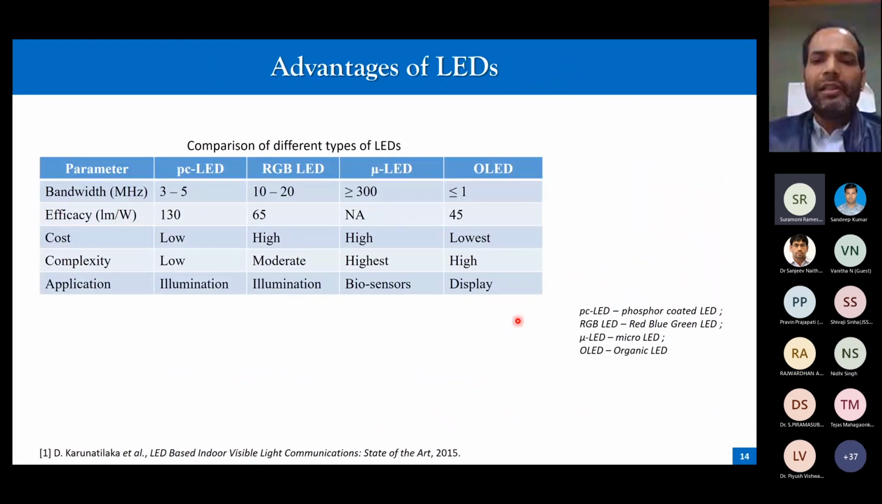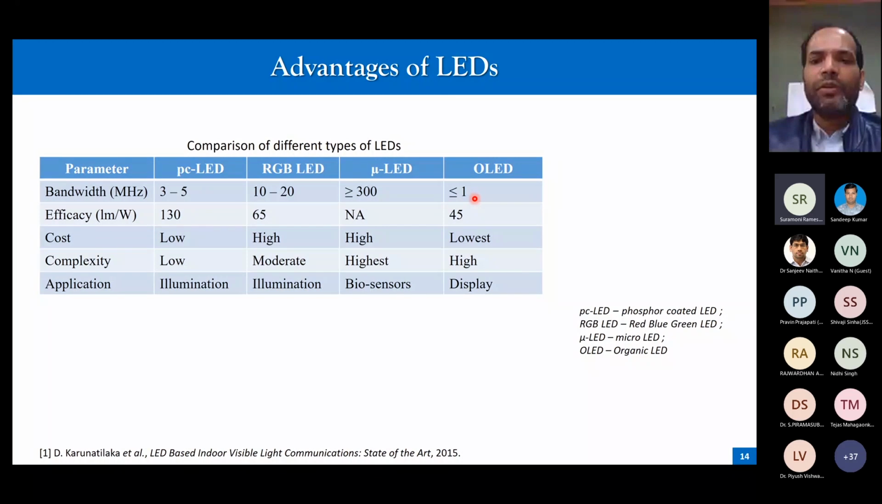When we are talking about LEDs, there are different kinds of LEDs. One is phosphor coated LEDs. Then you have red, green, blue LEDs. We have micro LEDs and organic LEDs. Micro LEDs are usually used in biosensors because they have very small luminous efficacy. They don't even have any luminous efficacy. And organic LEDs are used for display purposes. Again, this is because they have slightly lower luminous efficacy, their complexity is very high, and their bandwidth is also very small.